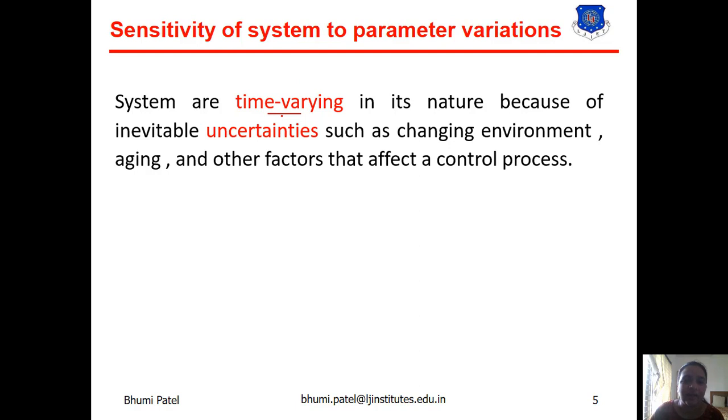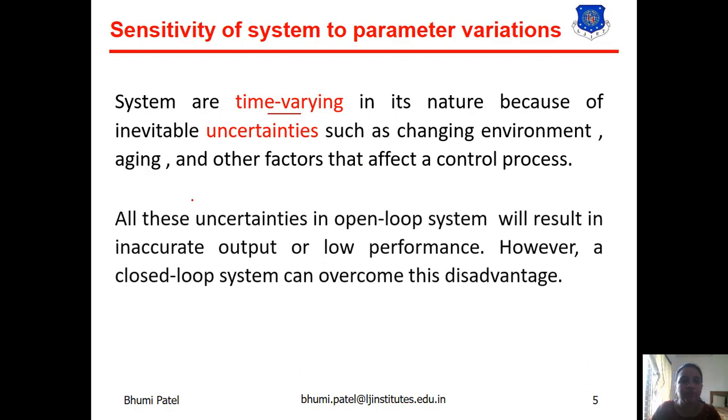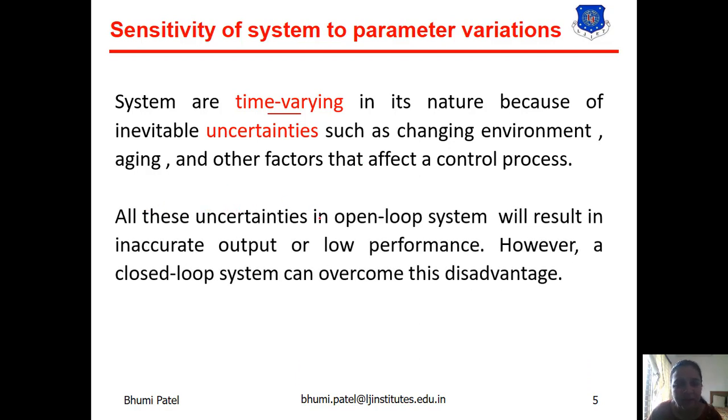Systems are time varying in nature because of uncertainties such as changing environment, aging, and other factors that affect a control process, and because of that the sensitivity of the system will change. All these uncertainties in an open loop system will result in inaccurate output or low performance. However, a closed loop system can overcome this disadvantage.